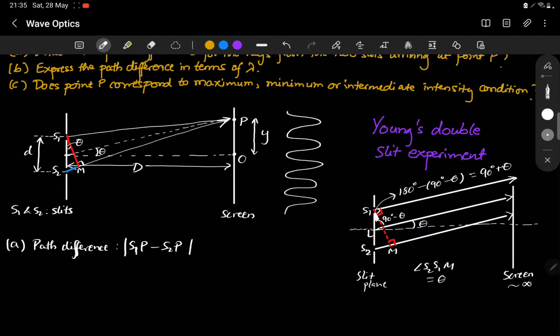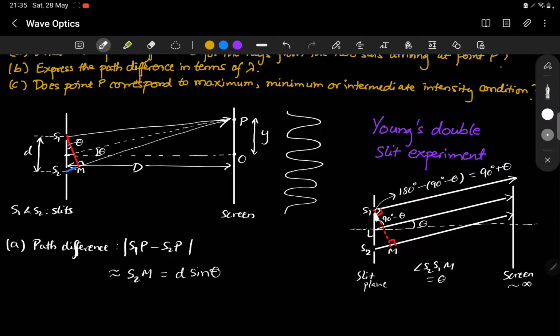So then we can write down path difference. This is roughly S2M, and S2M will be nothing but d sine theta. This distance S1 S2 is d, and angle S2 S1 M is theta, so S2M is d sine theta.